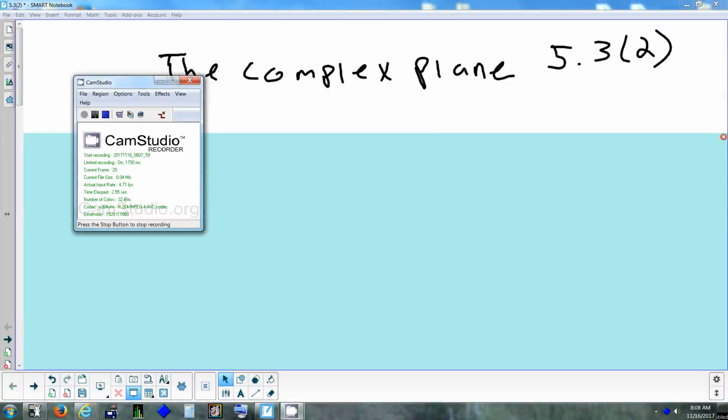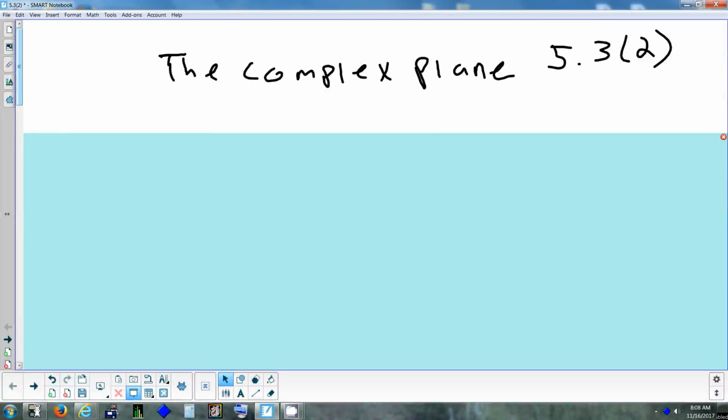Right, so last thing we're going to look at this week, still section 5.3, just the second part. What this part shows us is that now that we know how to write a complex number in polar, using the r cosine theta plus i sine theta, we can make multiplication and division much, much easier. Addition and subtraction, we can't really make that any easier.